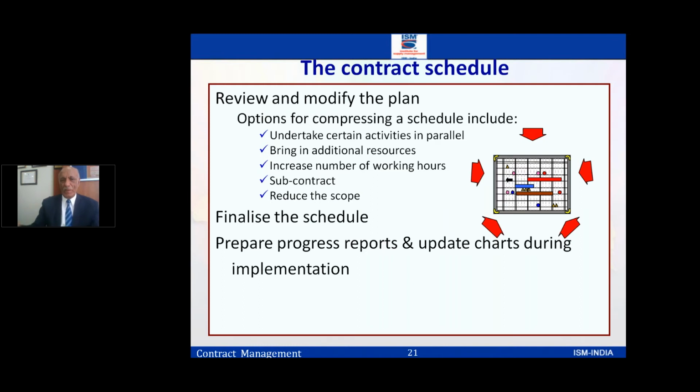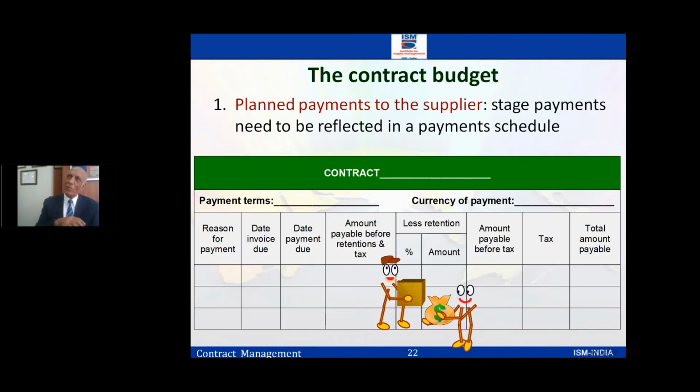So based on this, you make the schedule and finalize the schedule, but keep in mind, nothing is static. It keeps changing for many reasons, so you need to update on a regular basis. Then obviously you have to make a contract budget as well: when different milestones come up, when it is due, when the payment is due. All those details have to be spelled out so that your finance people are ready to make the payment around.